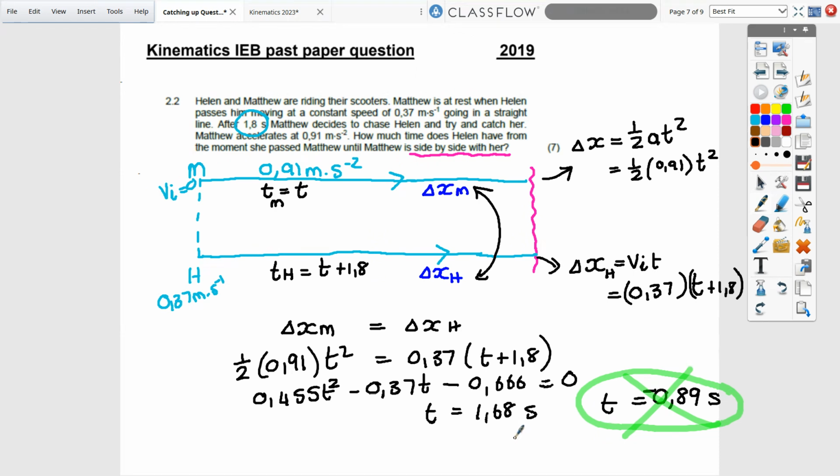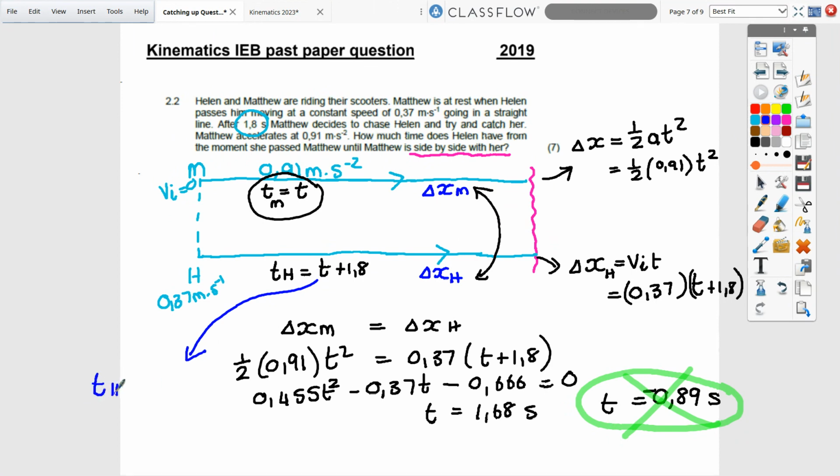But what if we actually worked out now? So we have worked out that t is 1.68 seconds. And t is the time that we assigned for Matthew. Always go back and check, have I actually answered the question? Because it says how much time does Helen have from the moment. So now we just need to go back and see, okay, have I actually got Helen's time? And the answer to that question is no.